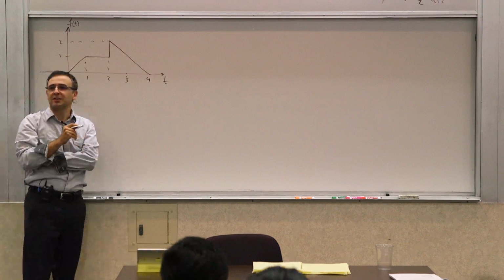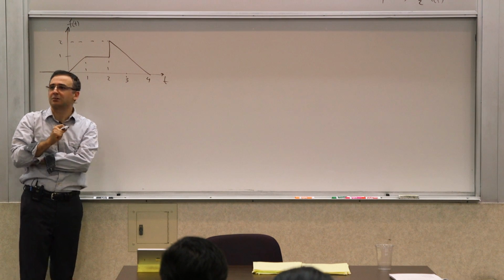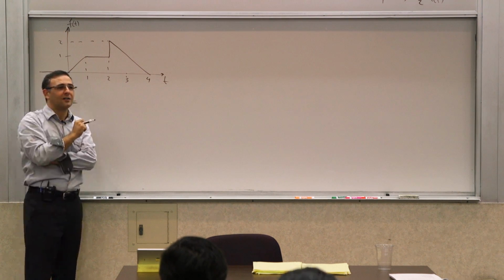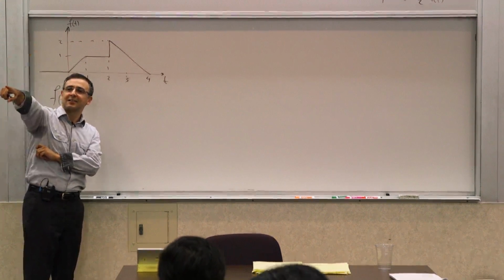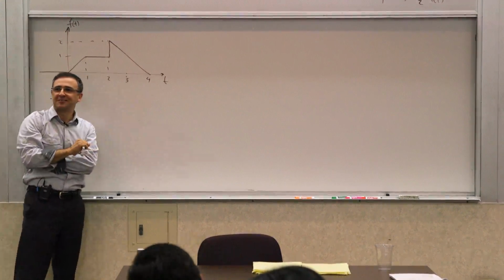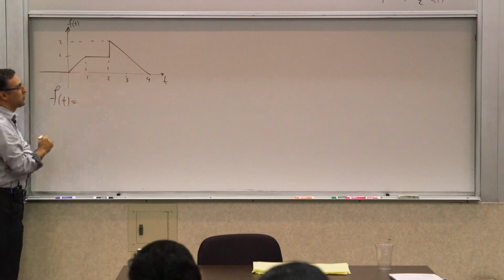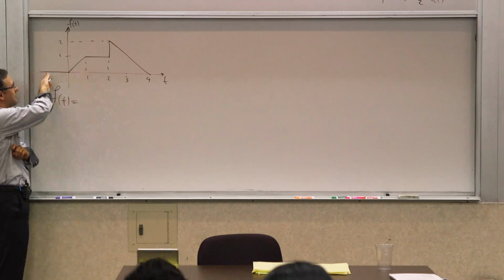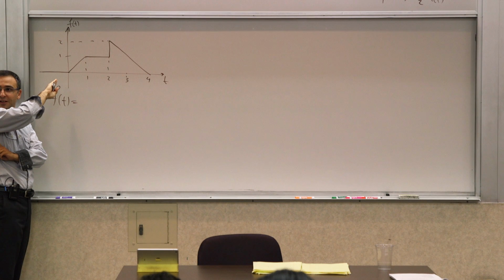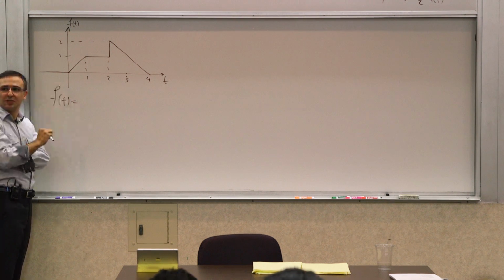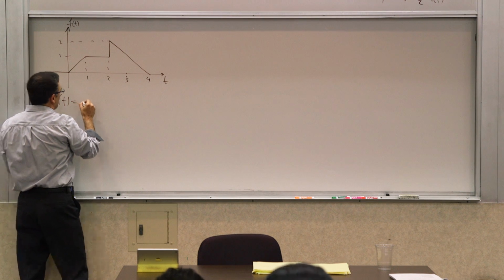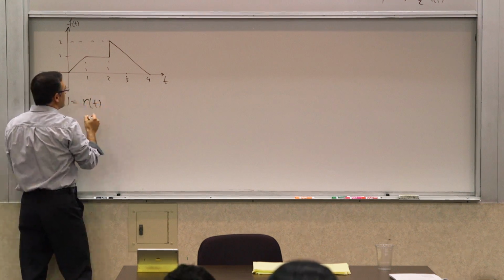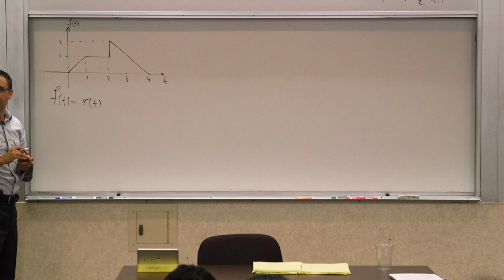So let's see. This time I'm going to start from somewhere that I haven't started before. Okay, second in the back, second row. All right. So what is the first function that you would use to start from negative infinity up to here? You don't need anything, right? So what's the first function you would use to start this? R of t. Okay, so R of t or u of t times t, t u of t. That's fine. Let's write it as R of t.